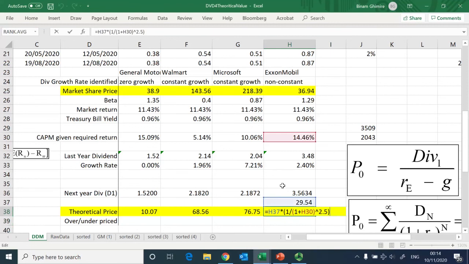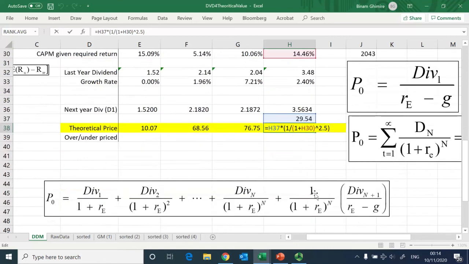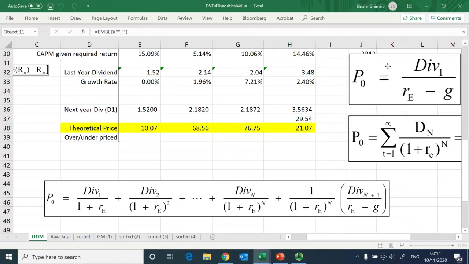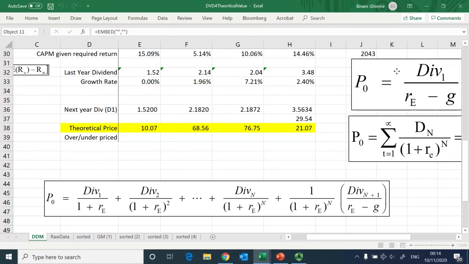So let's check once again. This was 29.54. 29.54 times 1 over the rate. This is what we are doing. 1 over the rate 1 plus RE times power 2.5, that's n. So that gives us the discounted value for this P0, because this P0 is only going to appear after 2.5 year time. So that's how we get 21.07.